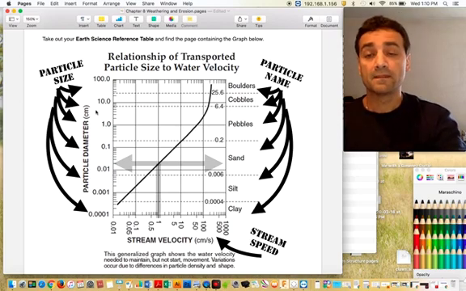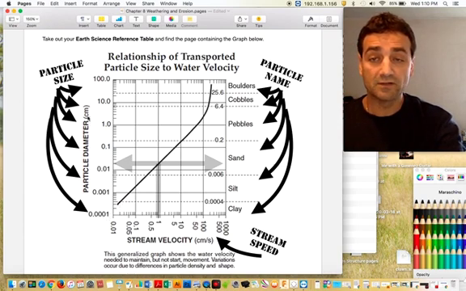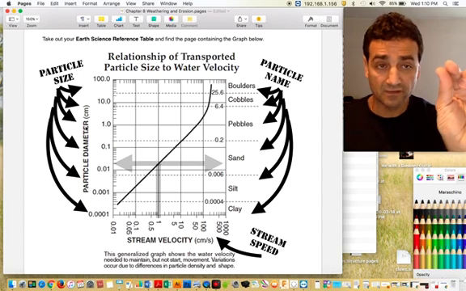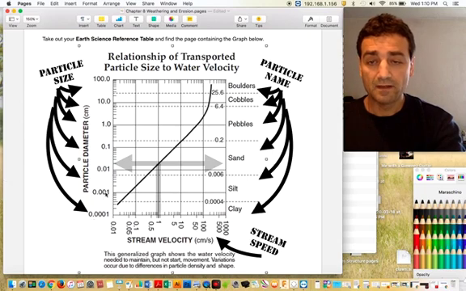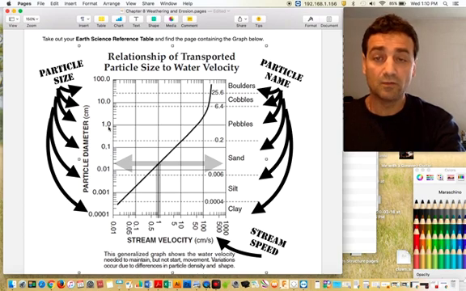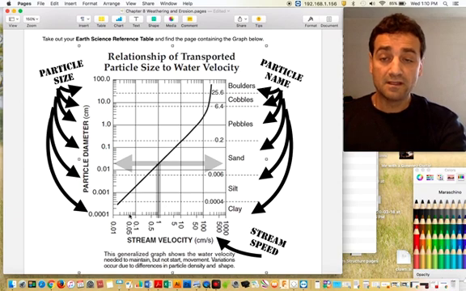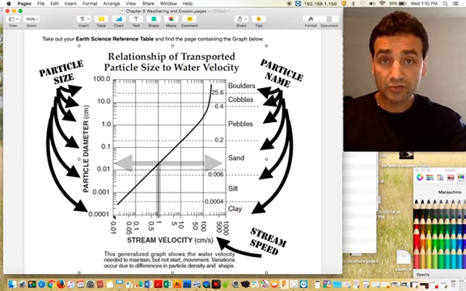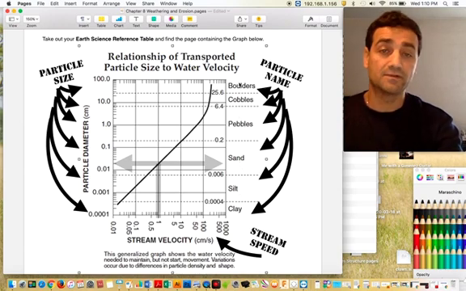On the left side, it's 0.0001 centimeter in diameter, the size, which is really, really tiny. And there you have 0.001, a little bit bigger, 0.01, 0.1, 1, 10, and 100 centimeters in diameter, right? So you can notice that the particle size gets larger as we go up the chart. So that means that these names over here get larger as we go up the chart.